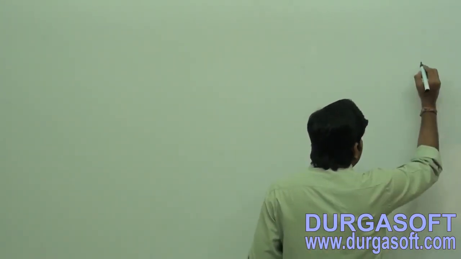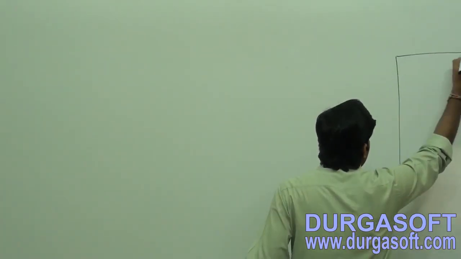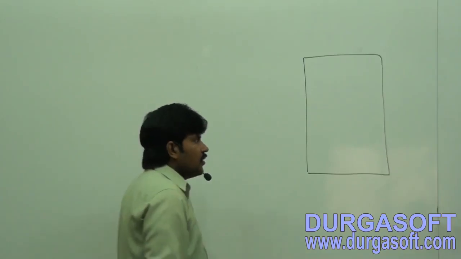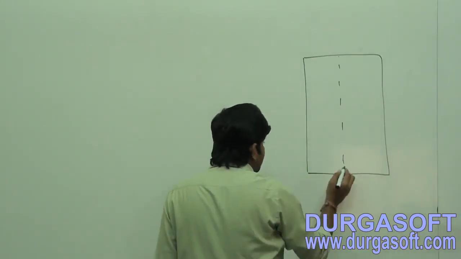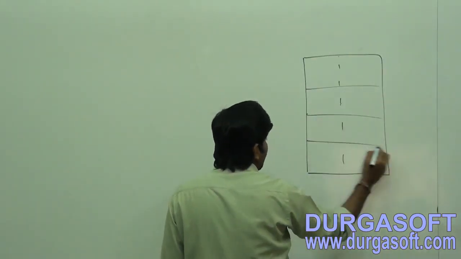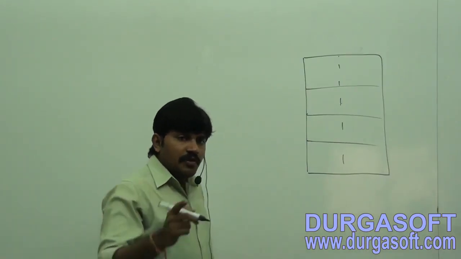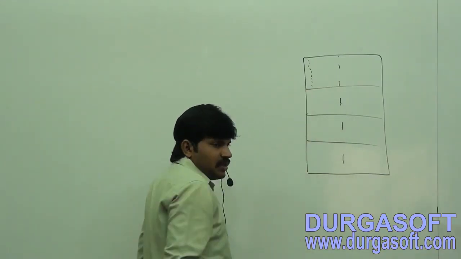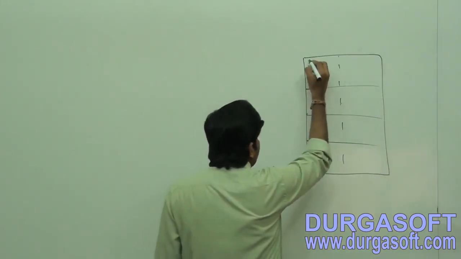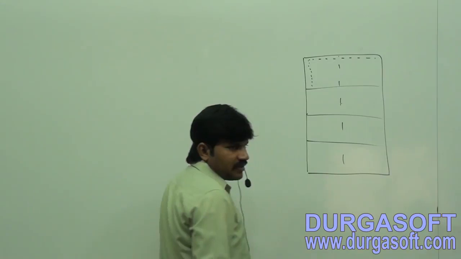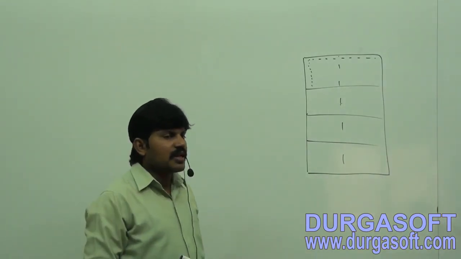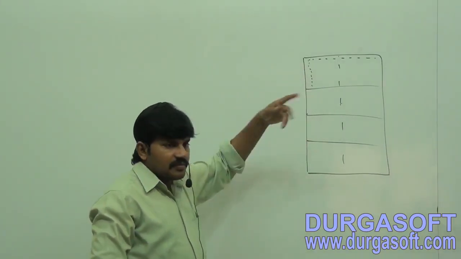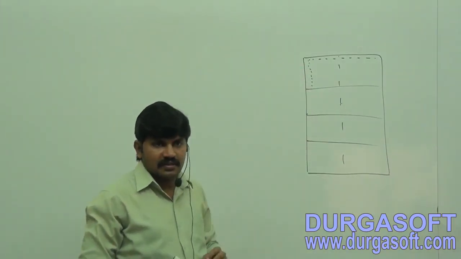Suppose I have one big file. This file contains lakhs of pages. In every page hundreds of lines are there. In every line hundreds of characters are there. Are you getting it? There is a big file, this file contains lakhs of pages, in every page hundreds of lines, and in every line hundreds of characters.